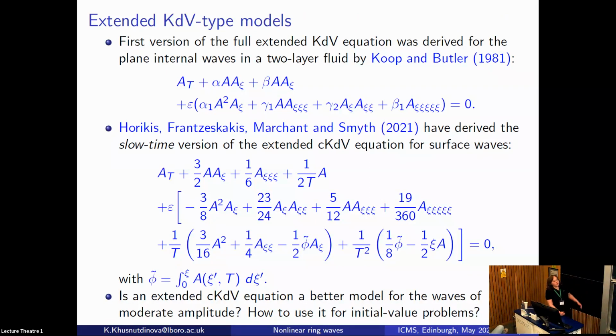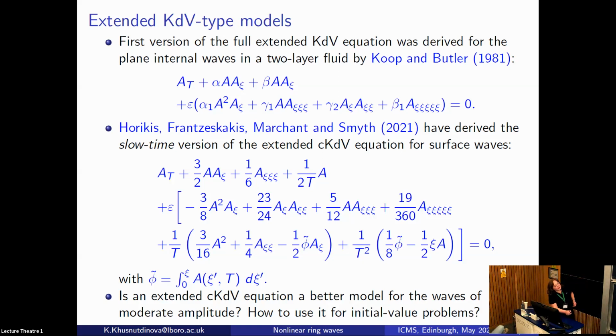Models of KdV type are, of course, weakly nonlinear models, and they work for small values of the parameter epsilon. However, it has been known in the community and certainly believed that extending these models to so-called extended Korteweg-de Vries equations, this is how it looks for the plane waves, for example, if we just account for the next order terms, might make it work for waves of greater amplitude, okay?